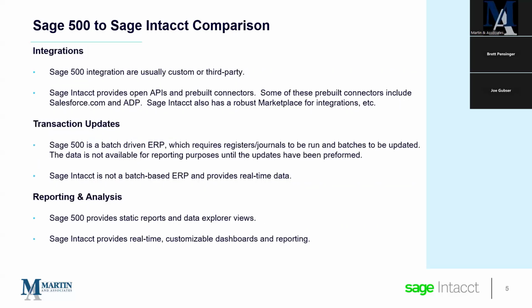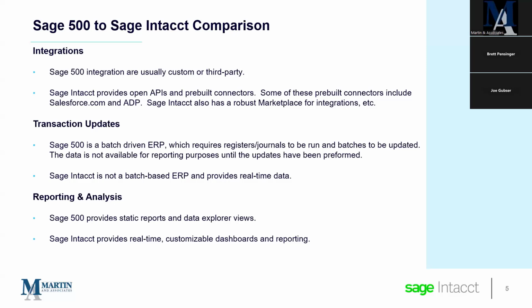Integrations. Sage 500 integrations are usually custom or third party. Sage Intacct, however, provides an open API and pre-built connectors. Some of these pre-built connectors include things like Salesforce.com and ADP integrations. Sage Intacct also has a very robust marketplace that you can access for integrations as well. And we'll talk briefly about the marketplace here in a little bit.